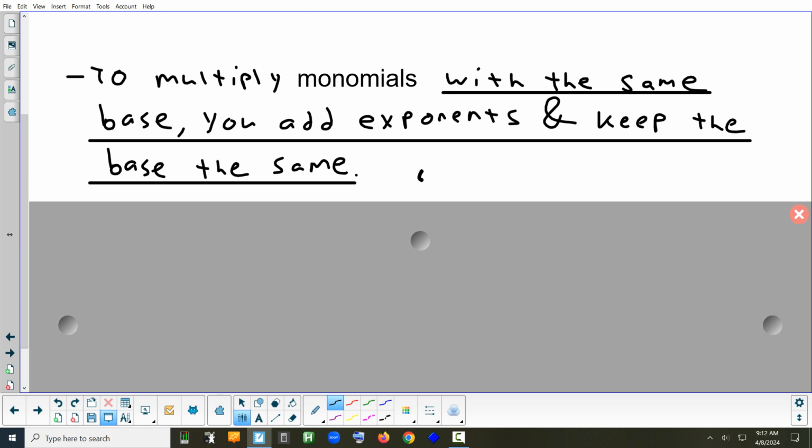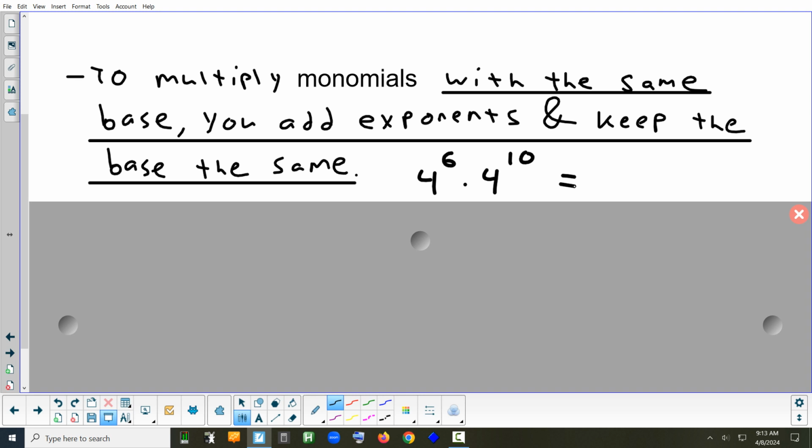So let's say we had something like this. 4 to the 6th times 4 to the 10th. Now, we could, again, you guys just watch me do this. We could write that all out. 4 times 4 times 4 times 4 times 4. But when these exponents start getting really big, we don't want to write it all out. It's going to take forever. So let's see if we can do this one with the rule.